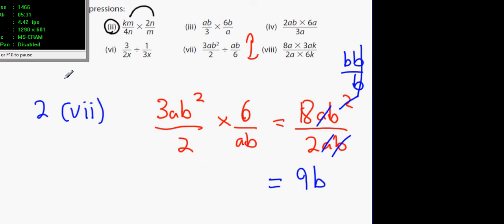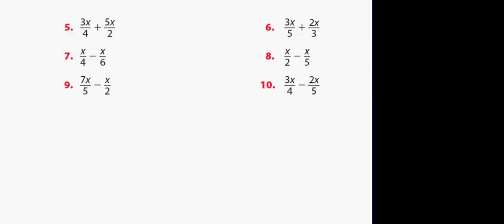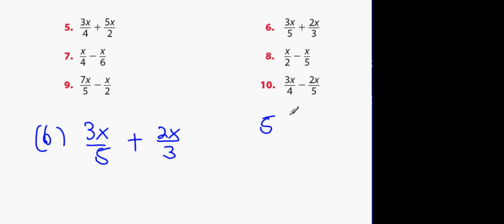What we're going to do now is number 6: 3x over 5 plus 2x over 3. What I'll always do is take the biggest denominator. The denominators are the numbers on the bottom. I have a choice between 5 and 3. I'll take 5 and count up in 5s until a number will divide by 3. Which one of these will divide by 3? 15. This means I want to change both of them into 15s.